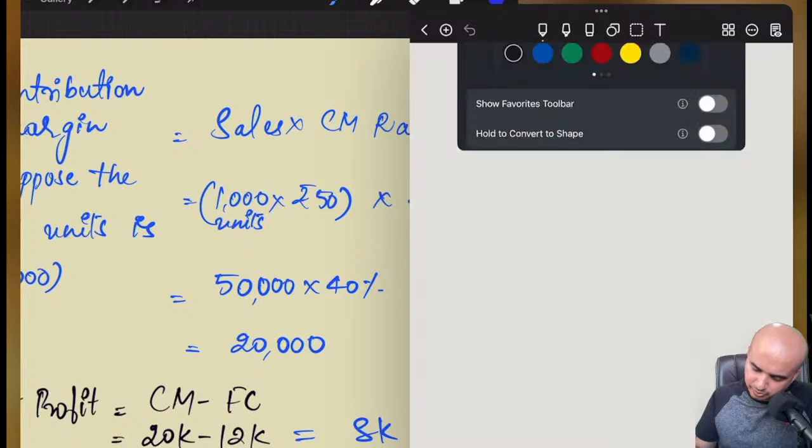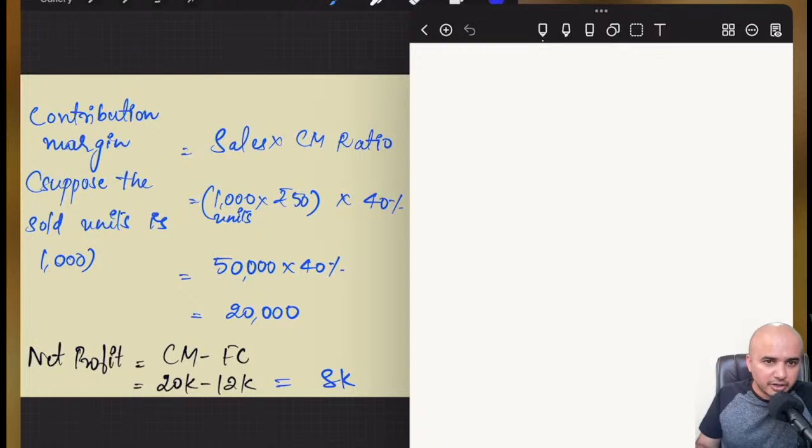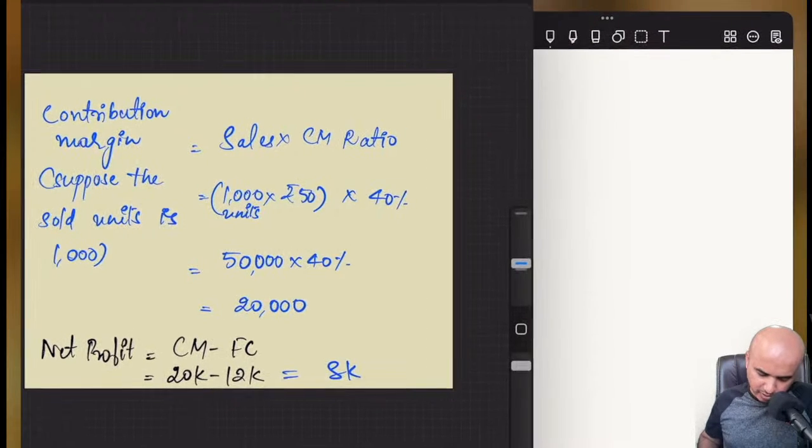So now, just give me a second. If the text is not visible, please do let me know. I will zoom in. But right now, what do they say? Let's go back to the problem.